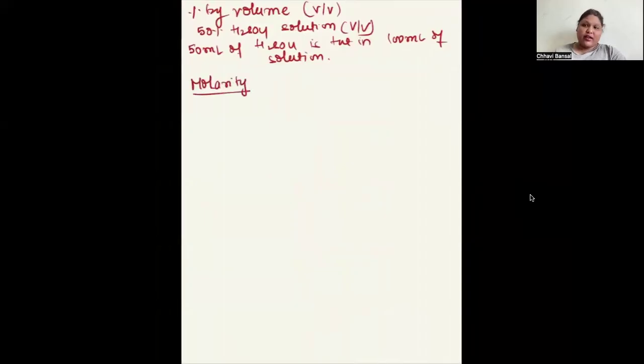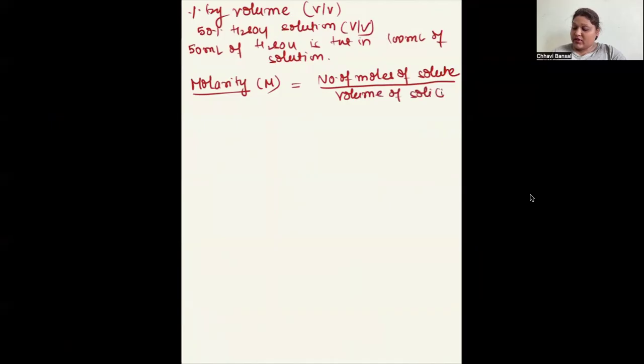What is molarity? Molarity is represented with capital M, and it is equal to number of moles of solute divided by volume of solution in liters. Okay, volume of solution in liters. This is called molarity.